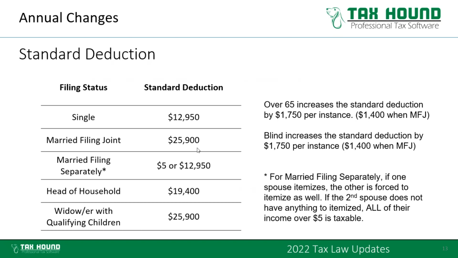And this is mine for this year for 2022. Married filing separate. I've got that little asterisk there, and if you look over here to the right of this screen, you will see that for married filing separately, if one spouse itemizes, the other is forced to itemize as well. If the second spouse does not have anything to itemize, all of their income over $5 is taxable. So that was an interesting little wrinkle that I was unaware of until I spoke with some people at the IRS when I was in Las Vegas attending a convention in July. So I wanted to pass that along to you guys.